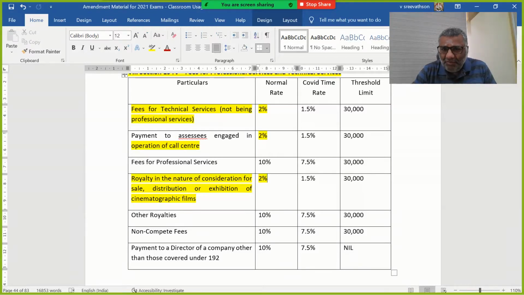Having said this, we all know that the threshold limit is so low that whether it is service based or recipient based, 30,000 is too low a quantum.